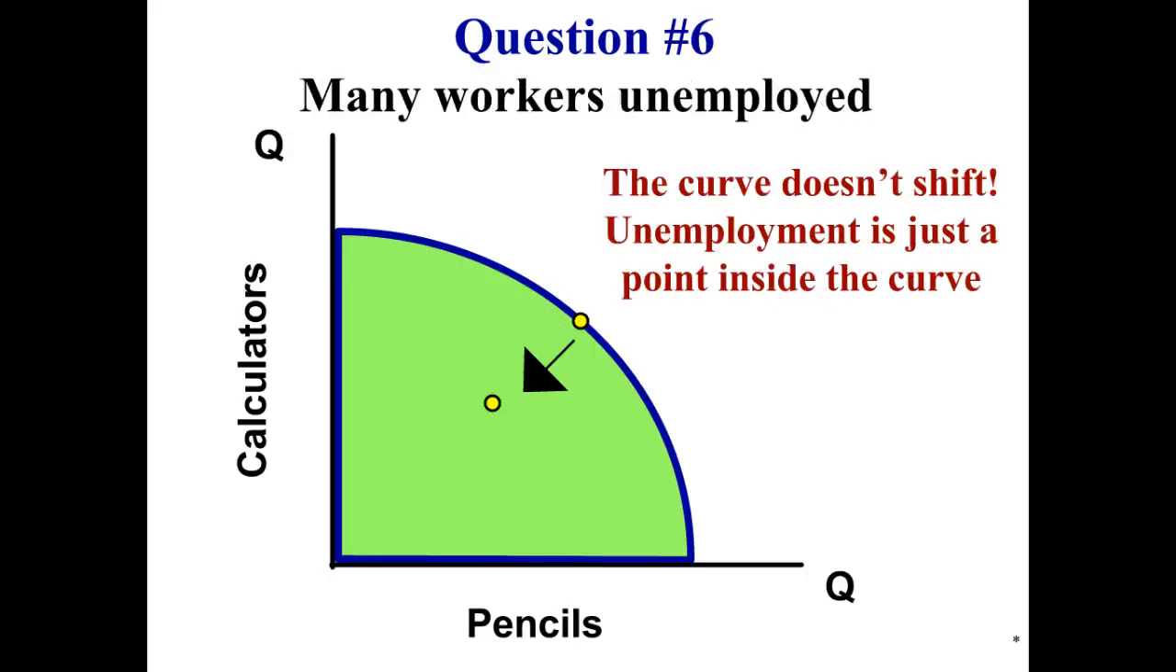And the last one said that there are many workers that were unemployed and that there was a hint that the curve was not going to shift. And remember what that means is that we fall off our curve of being efficient and now we are inefficient in this society because we have people that aren't working when they could be working. So our resources are not being fully employed.